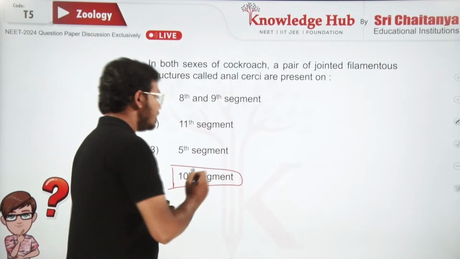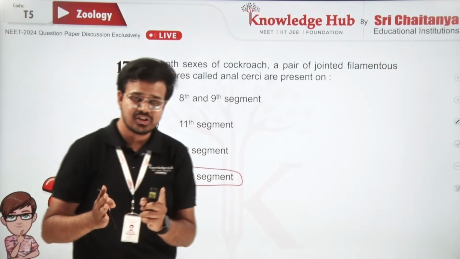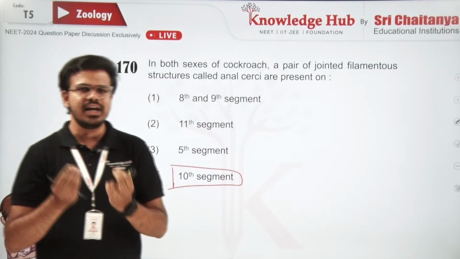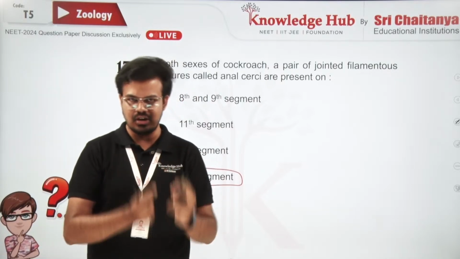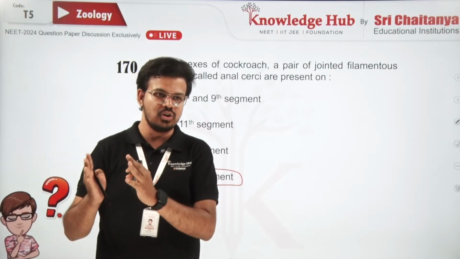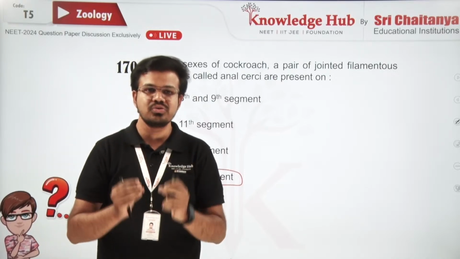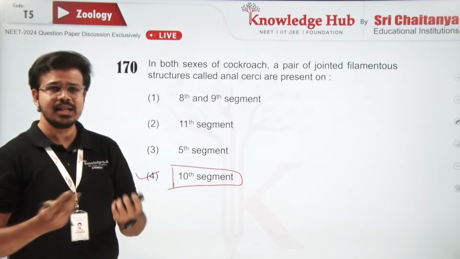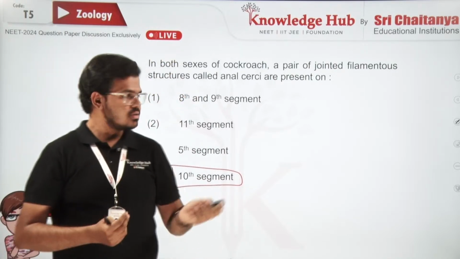On 10th segment, you will be able to find the anal cerci, which are not same as anal styles. So you will be able to find the anal styles only in the male cockroach. This is anal cerci which are found in both male as well as in the female cockroach, and these structures are used by the cockroach for its sensation. It helps to locate the surroundings.